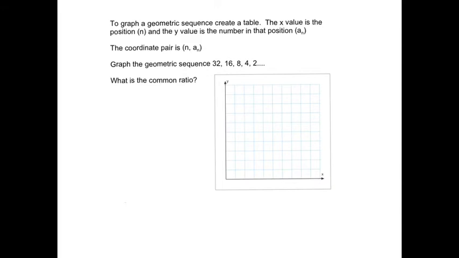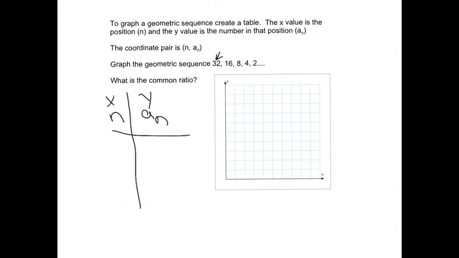To graph a geometric sequence, create a table. The x value is the position. The position is referred to as n. The y value is the number in that position, referred to as a subscript n. So x, y are actually term and number.